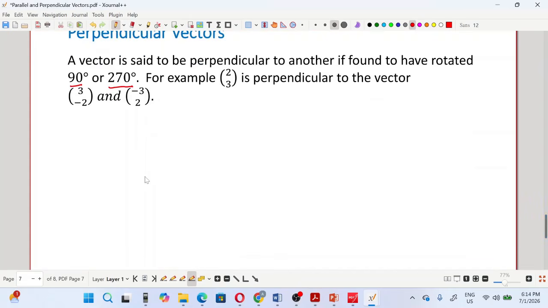But we have to now pay attention to the definition. Look, it says a vector is said to be perpendicular to another if found to have been rotated 90 degrees or 270 degrees. And before, I think in our second lesson, you realize that we went through how to represent this on a graph. So if I have 2, 3, let's see.